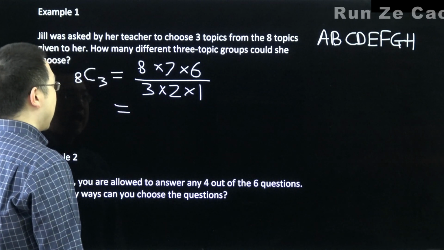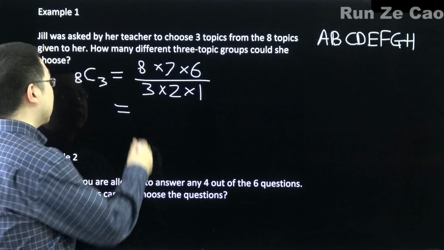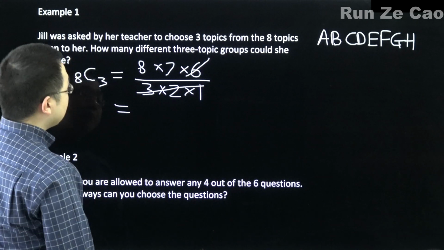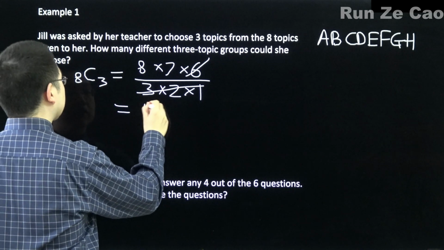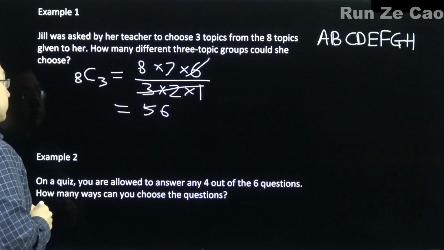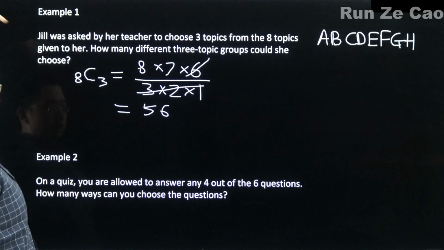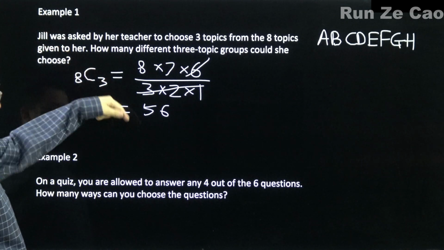Okay, then. What happens here? We cancel out the 6. Hurrah! 7 times 8 is 56. So Jill could choose 56 different 3-topic groups.